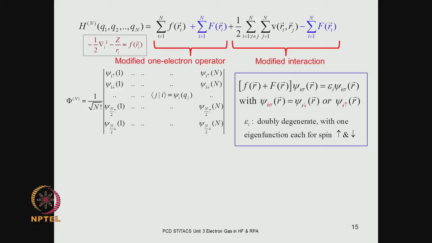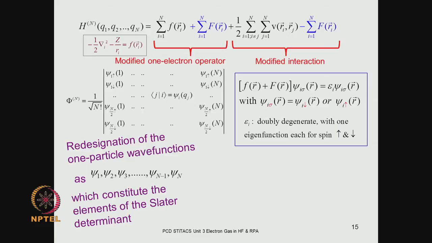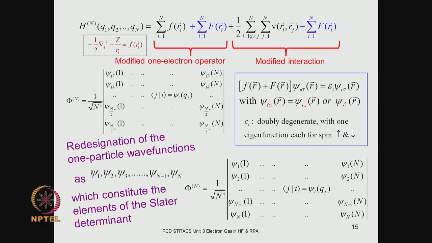So, now you have the Slater determinant, but before we proceed, I will redesignate these one particle wave functions which I had designated as psi 1 up and psi 1 down. So, psi 1 down I will give a different number, I will call it 2. Okay. So, I will simply redesignate them. So, you will have n labels and the Slater determinant will be written in terms of psi 1 through psi n. Okay.